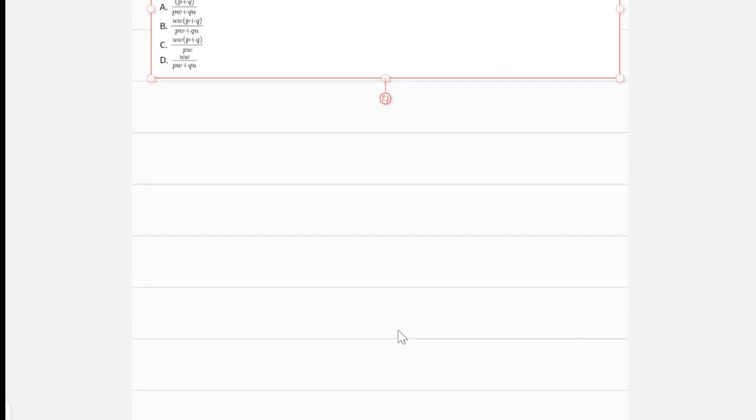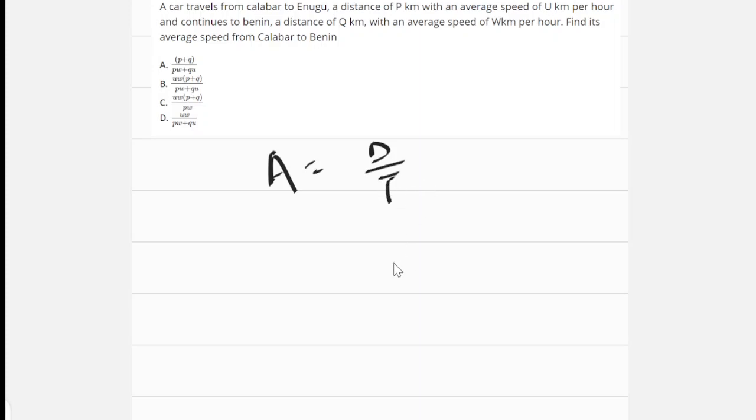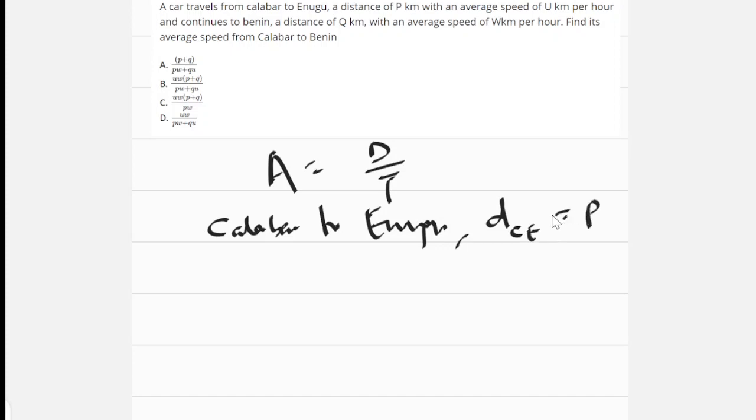So the next question says, I think this is on average speed. A car travels from Calabar to Enugu, a distance of P kilometers, with an average speed of U kilometers per hour. Don't forget, your average speed is what? Distance covered divided by time taken. So the total distance covered over time taken. So the car travels from Calabar to Enugu. The distance from Calabar to Enugu, let's say D CE, is P, right? And the average speed ACE is also U.